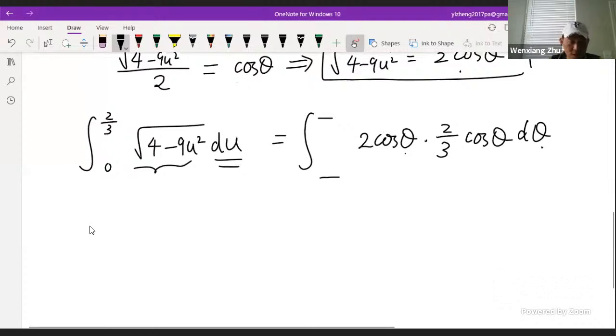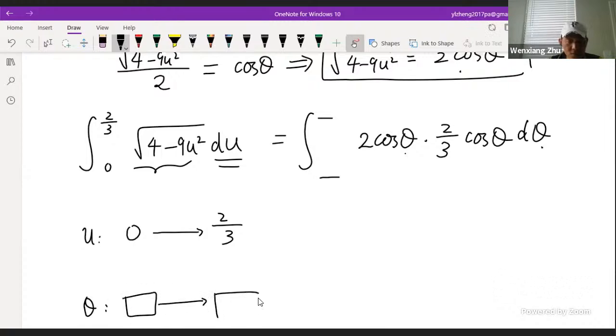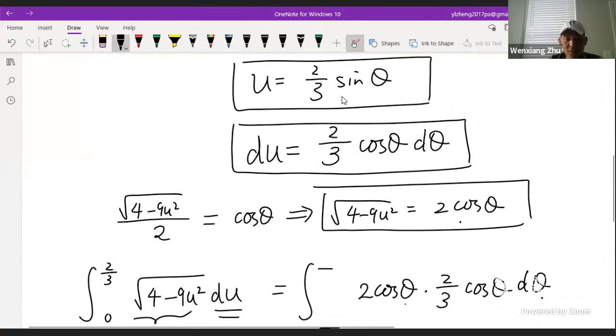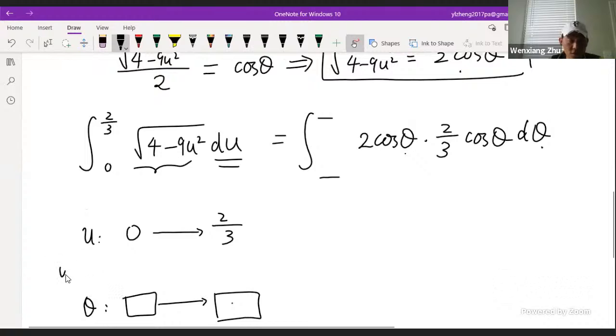Originally, the range for u goes from 0 to 2/3. Now I'm trying to figure out correspondingly what will be the range for theta. When u is equal to 0, you put something here. When u is equal to 2/3, you need to put another number there. How do I figure that out? Well, you have to go back to the substitution equation, because u and theta are related via this equation. So u is equal to 2/3 sine theta.